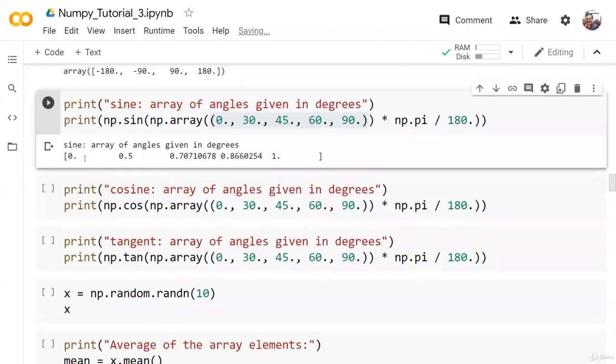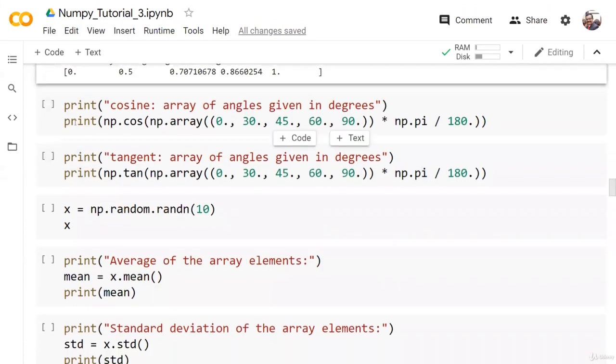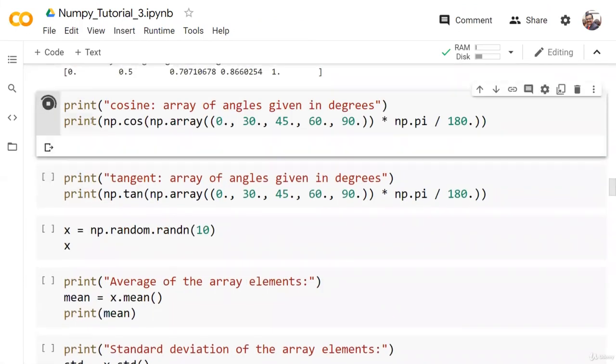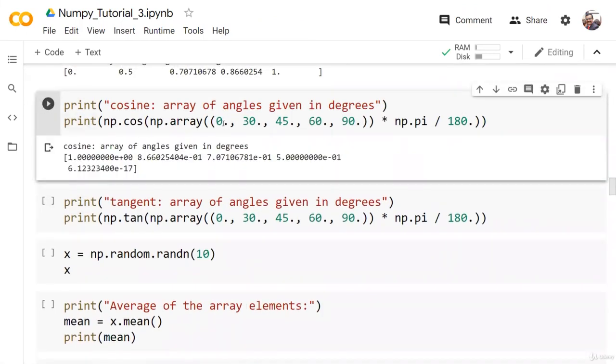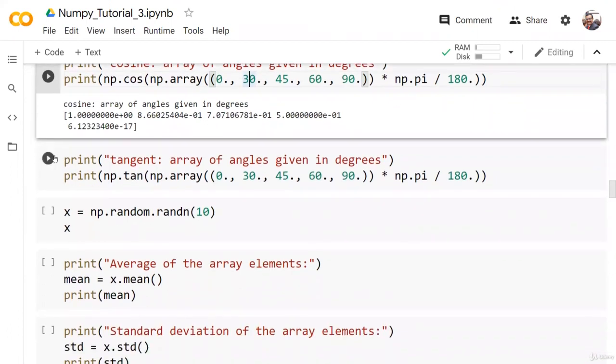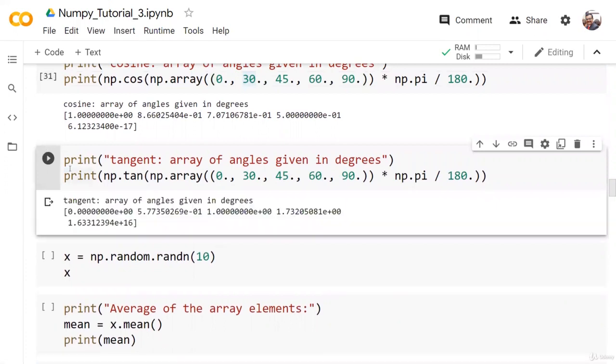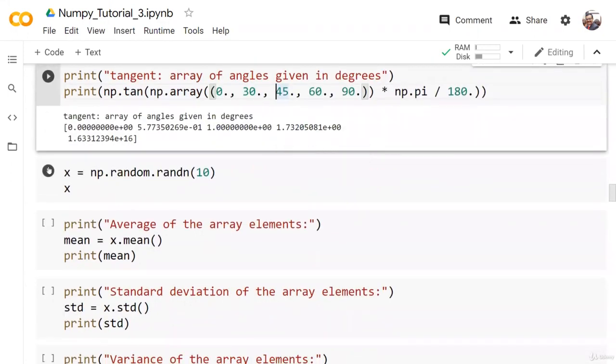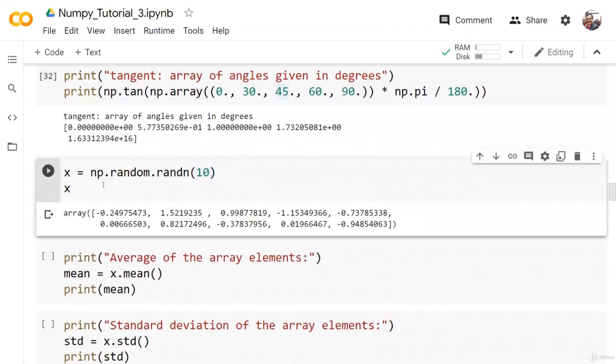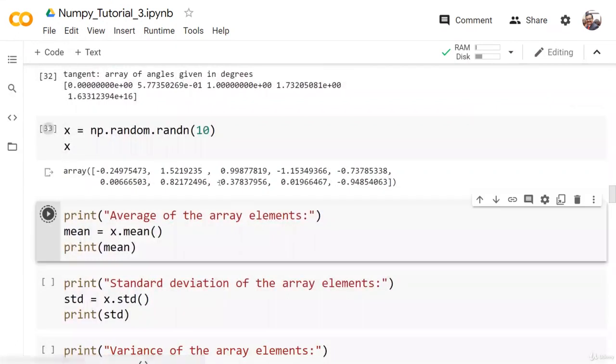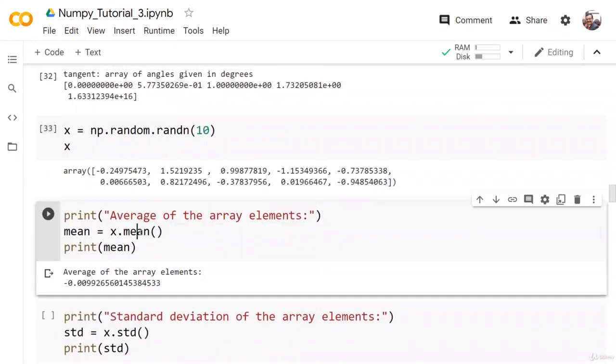So these are the values created in terms of sine 0, sine 30, sine 45, sine 60, sine 90. You can find out the cosine values also, cosine 0, cosine 1, you can find it out. You can find out the tan of 0, tan of 30, tan of 45. This is a trigonometric operation. Suppose you have random values from 0 to 10, and I can find out the mean of that also using the mean operation.